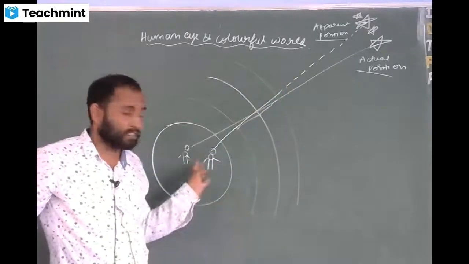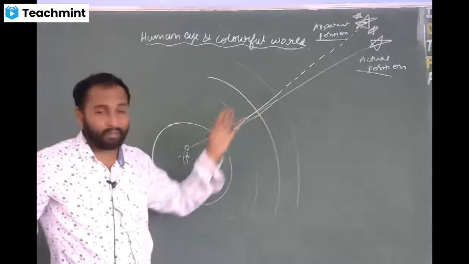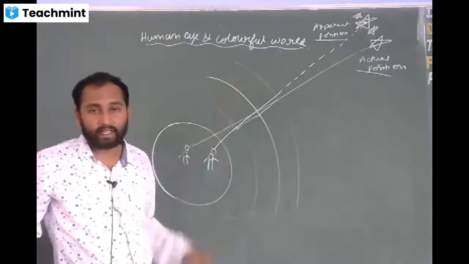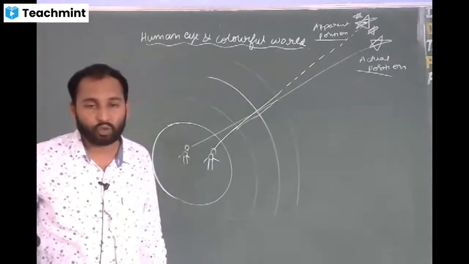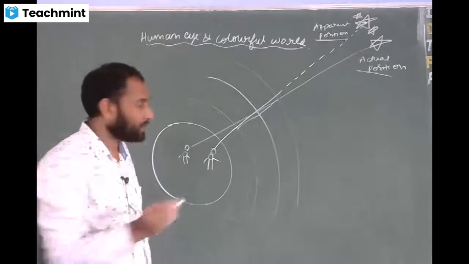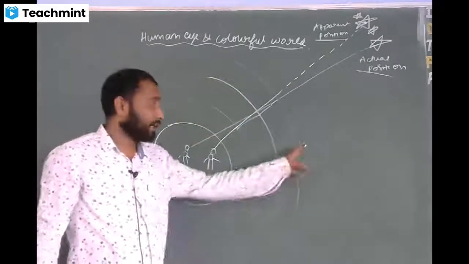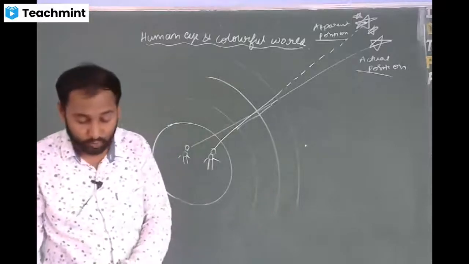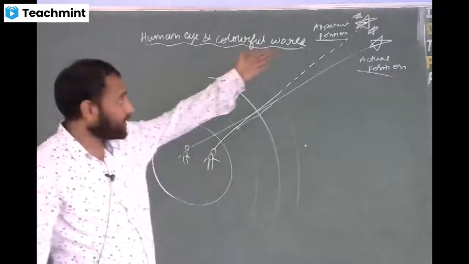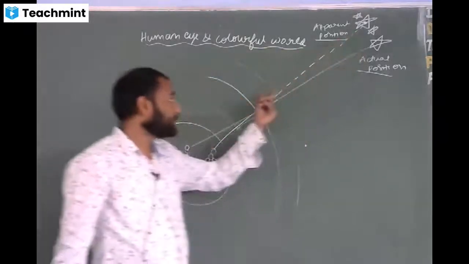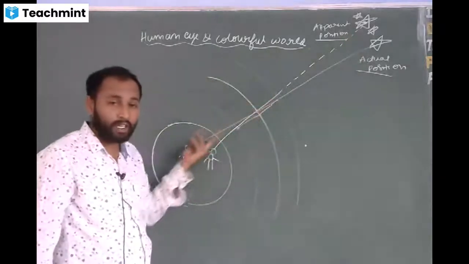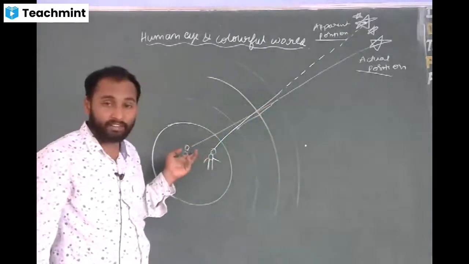Since stars are very far away from the earth, stars are considered as point size sources. Point size sources, meaning we consider the star as a single point. Since stars are considered as point size sources, this point size source on entering the earth's atmosphere undergoes refraction several times.